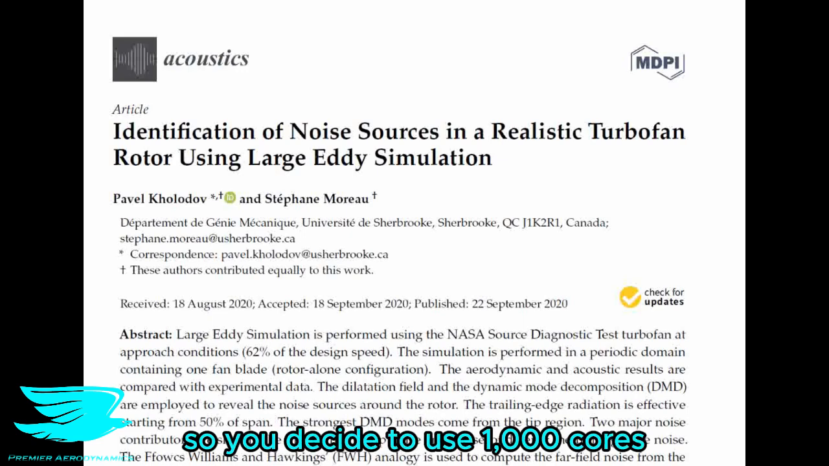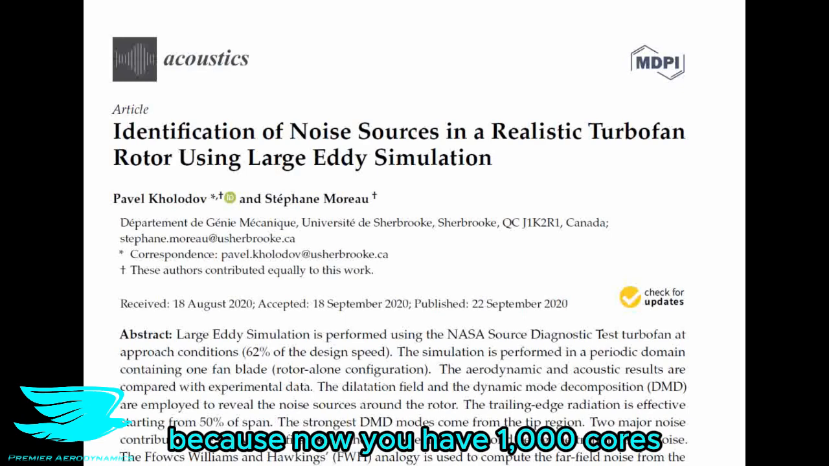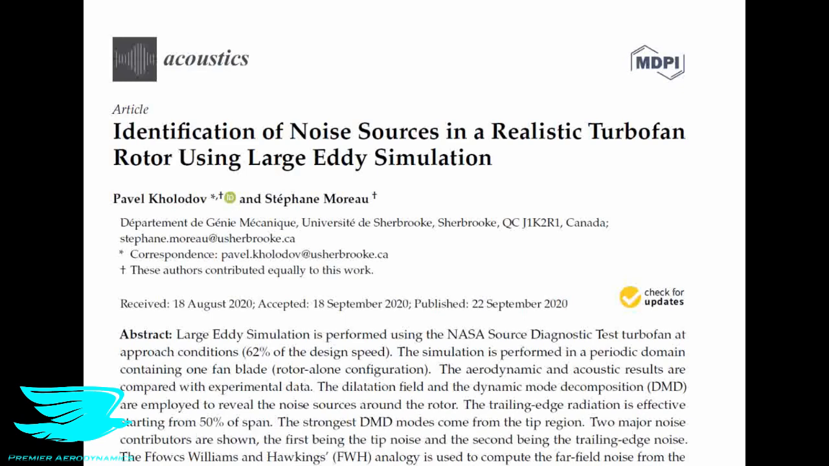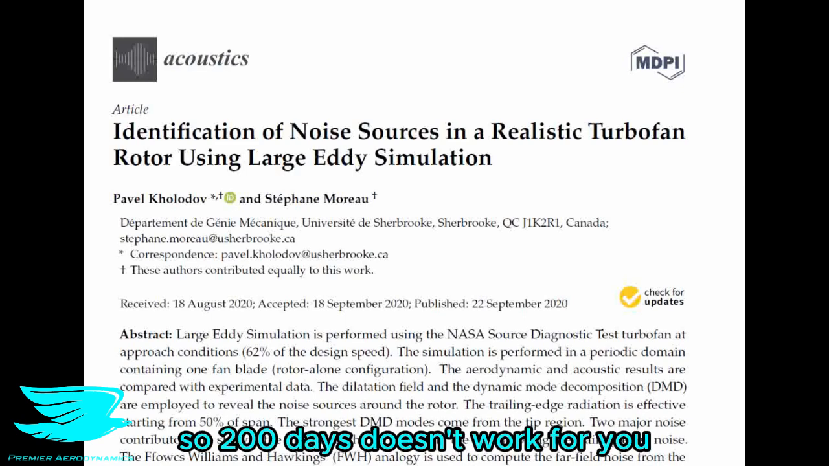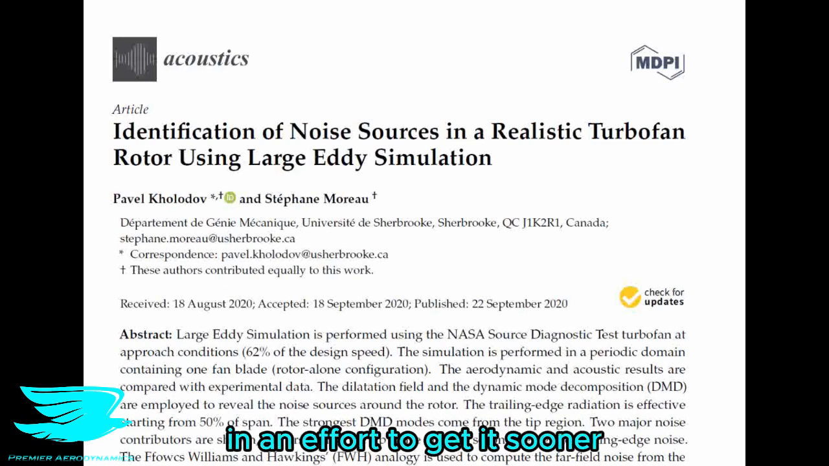So you decide to use 1,000 cores. And instead of taking 7 days, which is 1/1000th of 20 years, it takes 200 days. The inefficiency has grown a lot because now you have 1,000 cores all passing information around. That's a lot of middleman work. So 200 days doesn't work for you, so you decide to double the number of cores used to 2,000 in an effort to get it sooner.